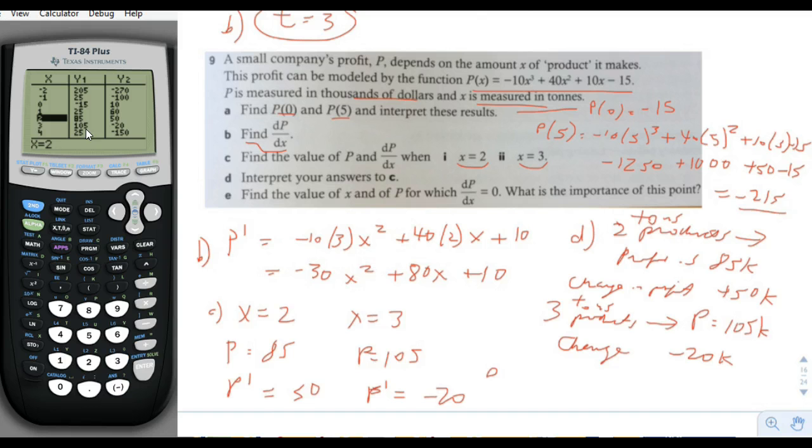Okay. What about E? Find the value of x and of P for which dP/dx equals 0. What is the importance of this point? Okay, so when does the change in profit equal 0? And if we look here, can we find a point where y2 is 0?